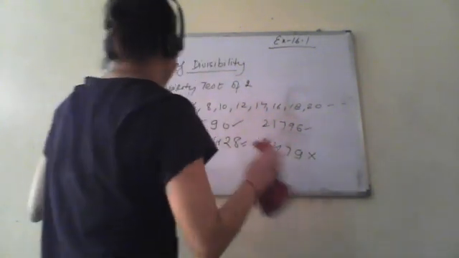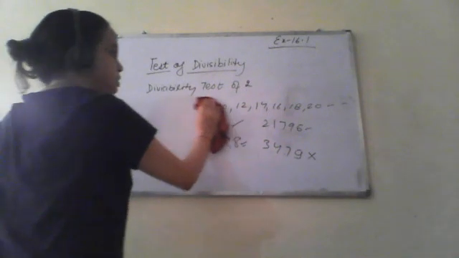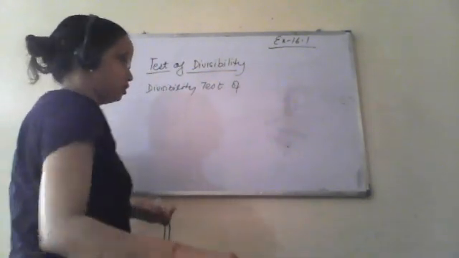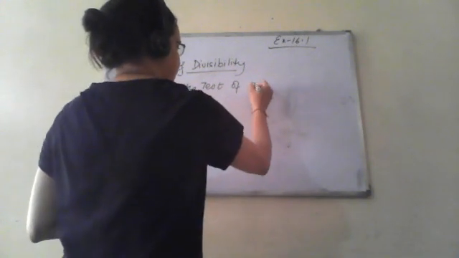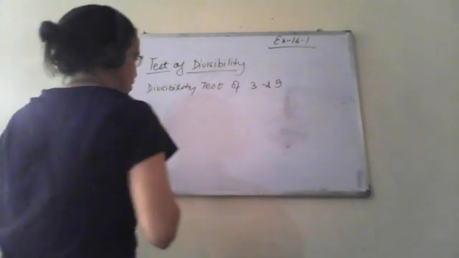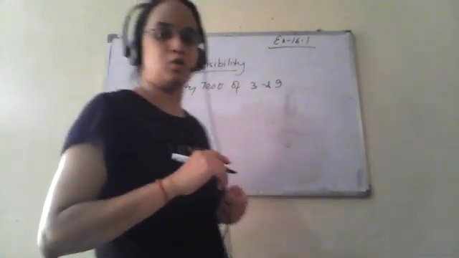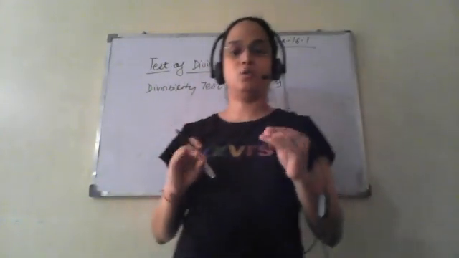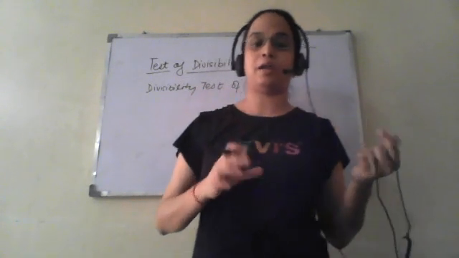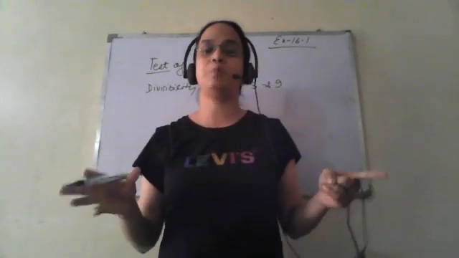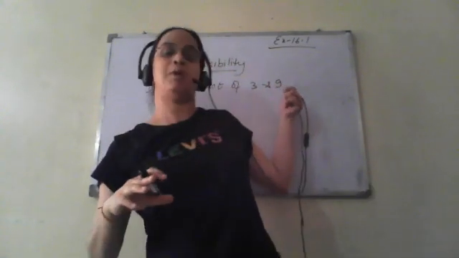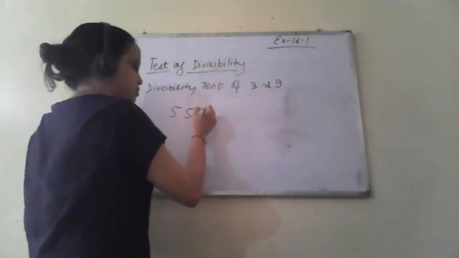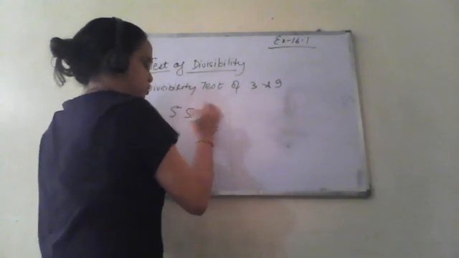Clear? Now, divisibility test of 3 and 9. These are almost similar, so I am taking them together. What does the divisibility rule of 3 and 9 say? In order for a number to be divisible by either 3 or 9, the sum of digits should be divisible by 3 or 9. Suppose we have 5, 5, 6, 2.